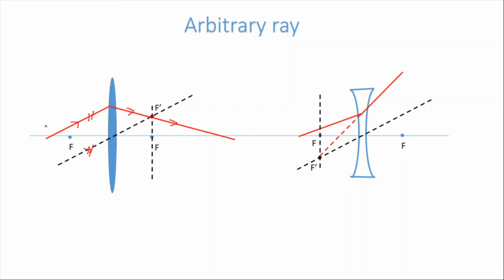What if it is a concave lens or diverging lens? For an arbitrary ray to the lens, first we draw a parallel light ray to the incident ray, and then we draw a perpendicular line from the focal point and we get another point f prime. Now the extension of the refracted ray will pass through this point. So this is the ray diagram for an arbitrary ray from a concave lens.